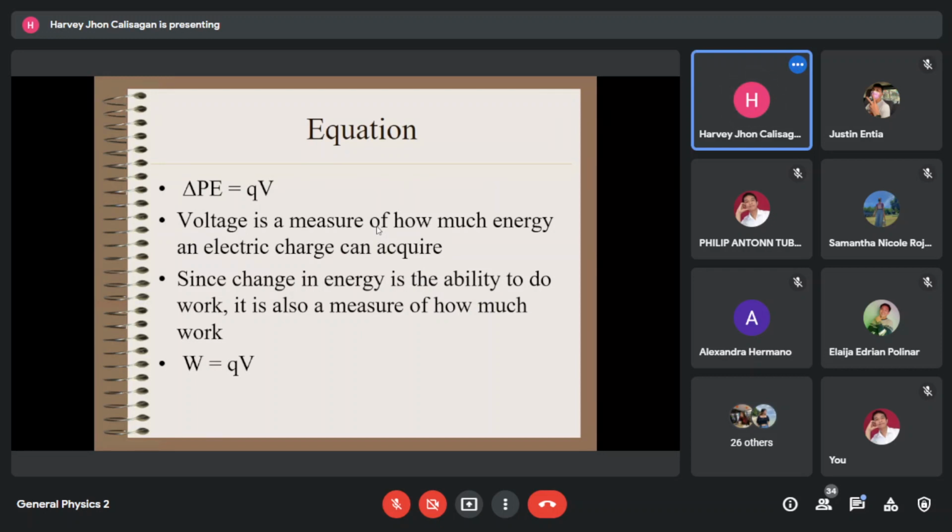Again, if we go back to General Physics 1, the relationship between the force, the work, the energy and the power is directly proportional. Okay, they're all directly proportional. It means one cannot stand without the presence of the other. So since potential energy can also be compared to the work, we can also change the symbol of PE to work. So we have work is equal to the electrical charge multiplied by the voltage.